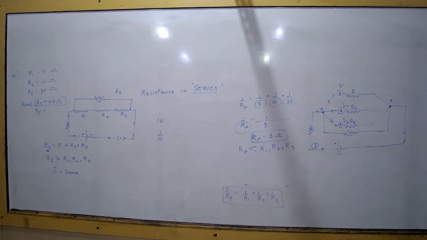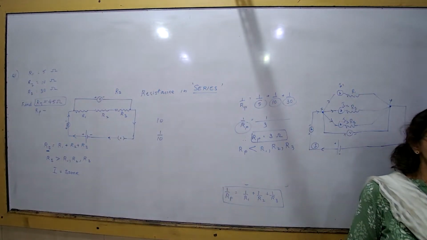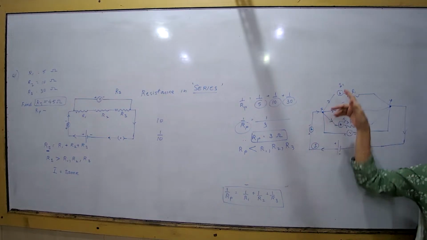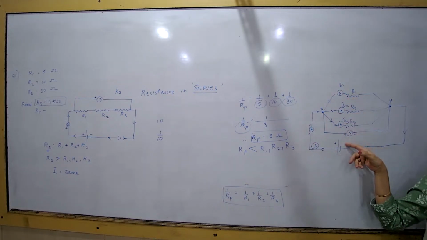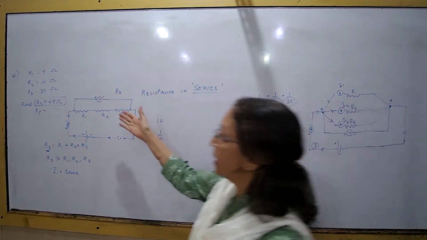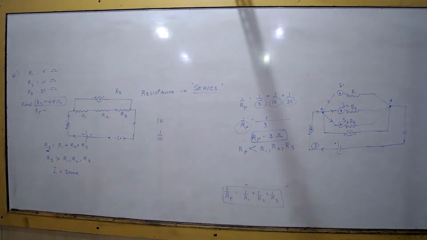So when do you think RP is going to be used? When do we use such type of connections? When we want to reduce the resistance. Have you followed? When we want to reduce the resistance, then we have got all these connected in parallel. But there are some cases when you want to increase the resistance, that is when we are going to be connecting them in series. Is that okay?